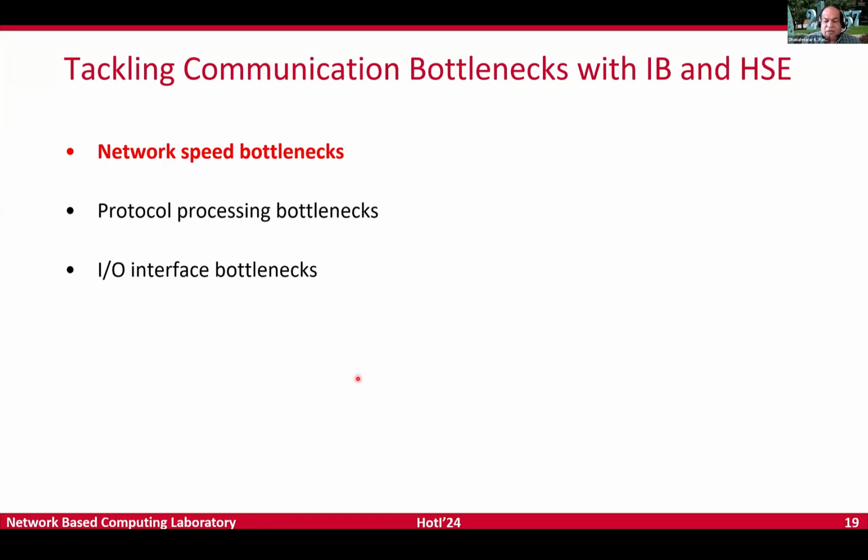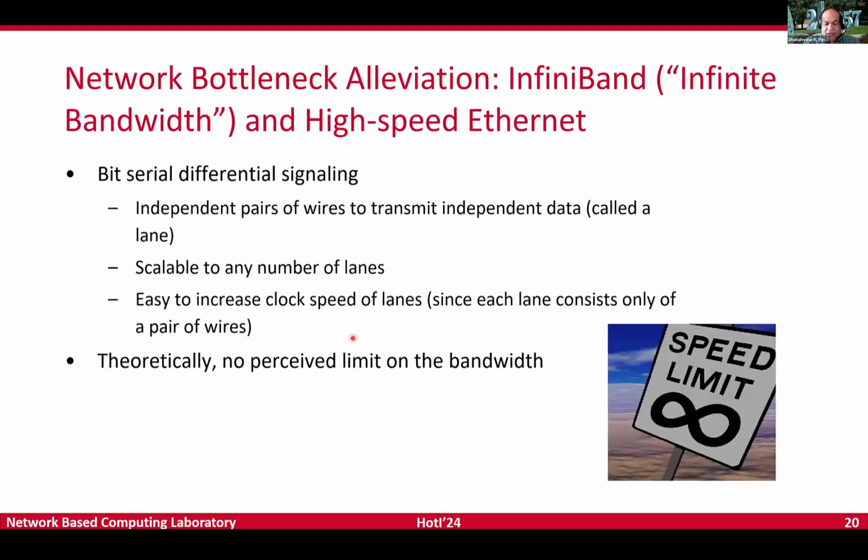So now let's take a look at how at least these two technologies, InfiniBand and high-speed Ethernet, are trying to handle those three bottlenecks. Once we know that, later on we'll see other technologies like Omnipath, Omnipath Express, Slingshot. Everybody is handling exactly the same thing, so we don't have to repeat all those things. We'll just take a look at the features.